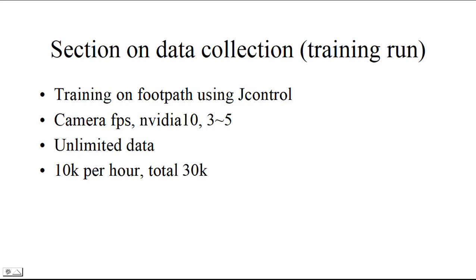Now we get to the actual training. I trained Jeribot on footpaths using Jcontrol, with additional features to record camera image and steering angle at a set frequency. Nvidia used 10. Jeribot is a bit slower, so I settled down to 3 to 5. For many other AI problems, data is the bottleneck. But for Jeribot, as long as you want to invest time, you can get unlimited data. A frequency of 3 will give you 10,000 data points per hour. I trained Jeribot around the neighborhood and collected about 30,000 data points.